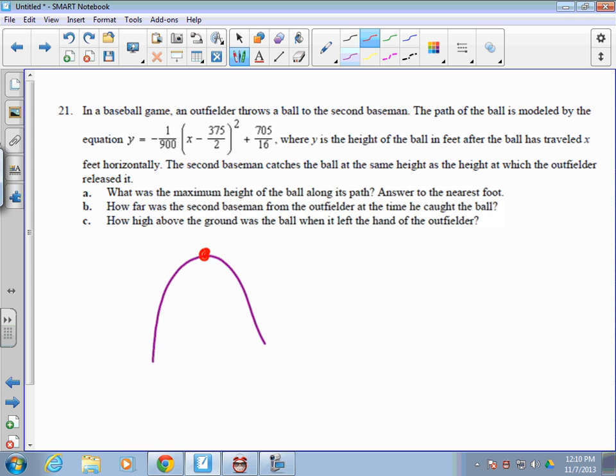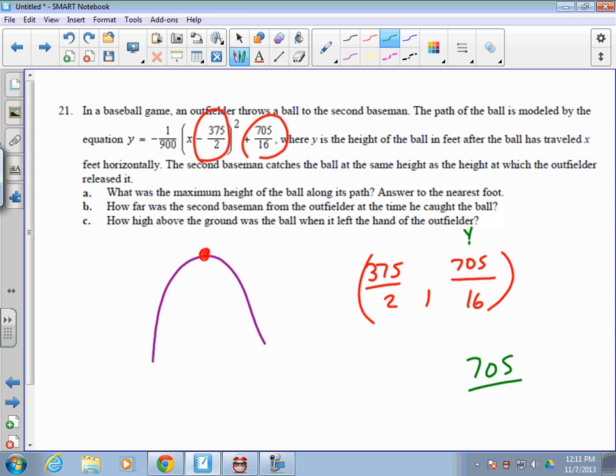So you can see the vertex in this form. We know the x value is the opposite of whatever this is, so it's 375 over 2 positive. And we know the y value is exactly what this says, 705 over 16. The y value is how high it's going to get, its maximum. So this is the y value, 705 divided by 16.